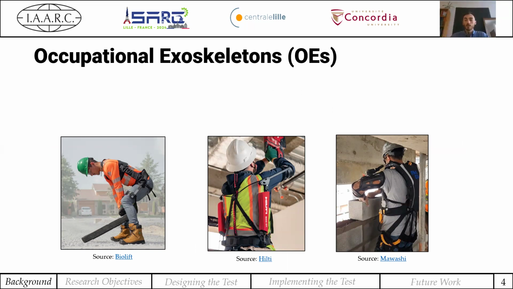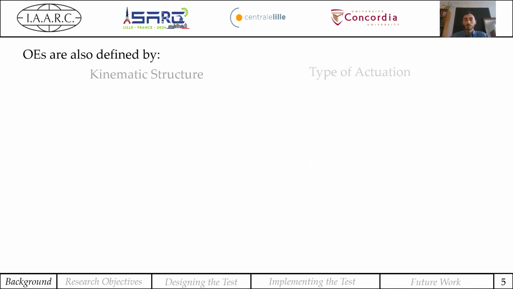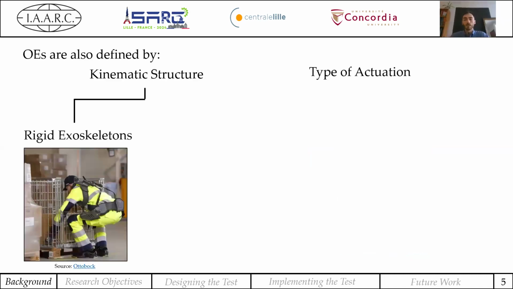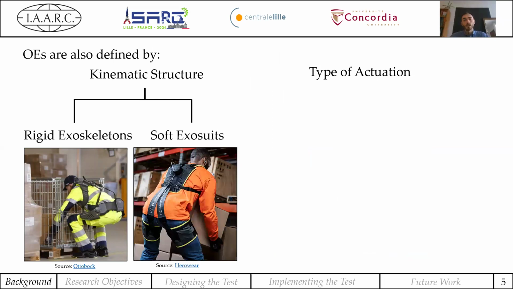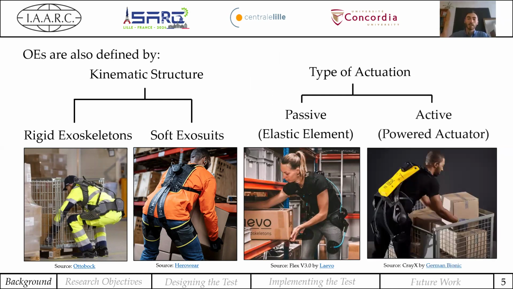OEs are designed to support different areas of the body, so back support, shoulder support, full body. And OEs are also defined by their structure being rigid or soft, and by their actuation being passive, which means reusing energy in the biomechanical system of the human body, or active, which means they add energy to that system.